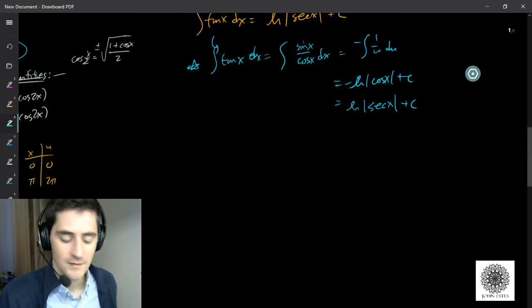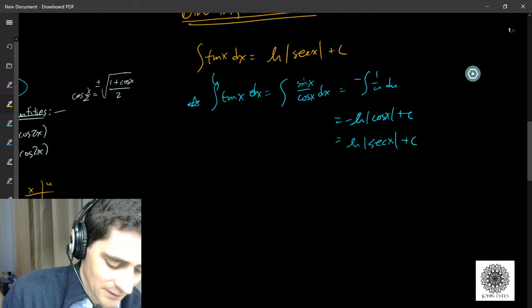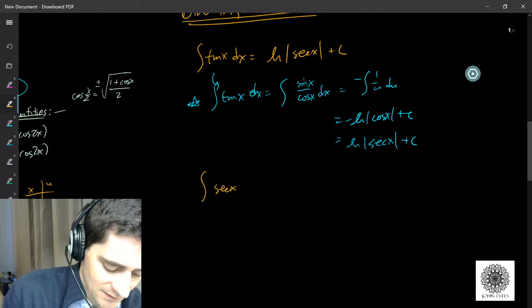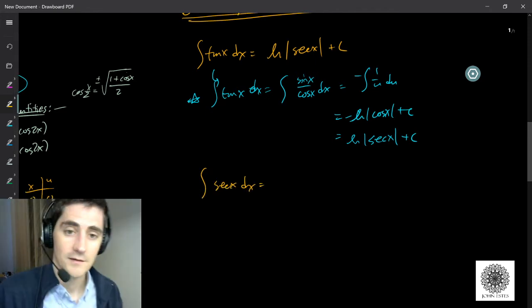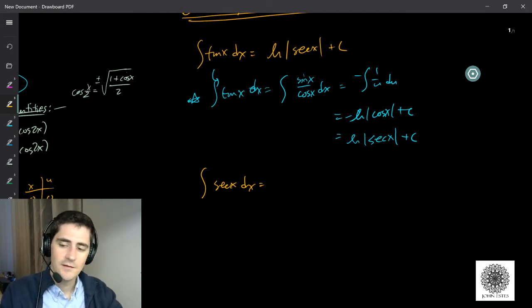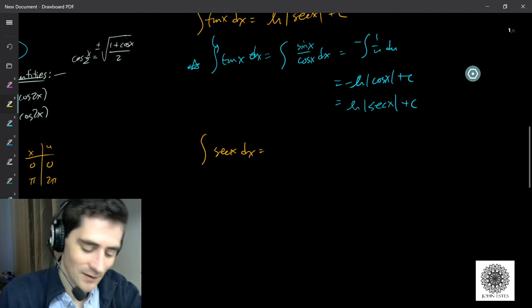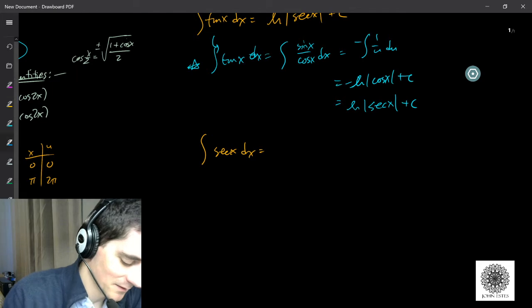All right, so a strategy similar to that is going to allow us now to integrate secant x dx. Just the integral of secant. We haven't calculated that before. If you saw this in a table of integrals, you probably wondered how on earth they got that. So I'm going to show you, and it's kind of surprising, but this is a really neat trick. I like this a lot.